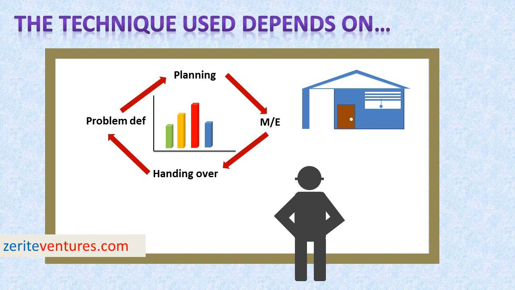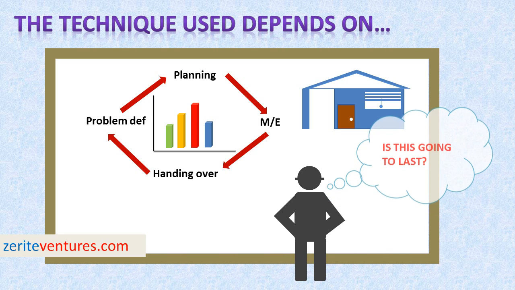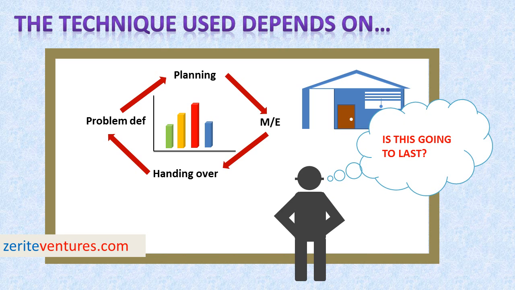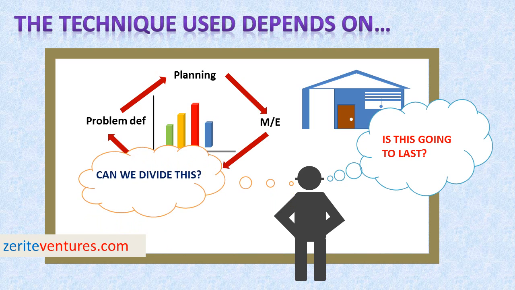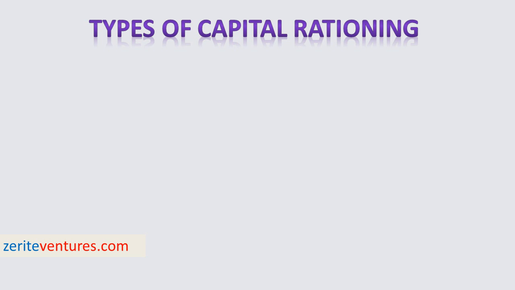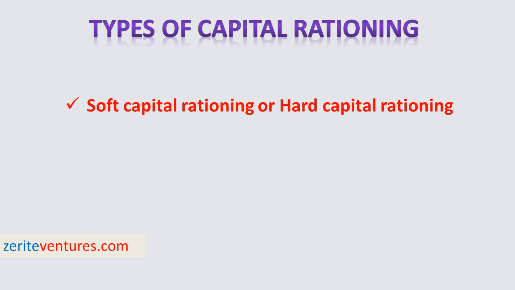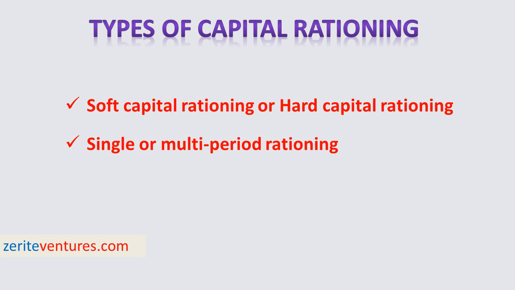The technique used depends on: 1. Whether capital rationing only exists for the current period or whether it will be limited for several periods. 2. Whether the projects being considered can be done in bits. Capital rationing can be classified into 2 broad categories. The first one is soft or hard capital rationing. The second, single or multi-period capital rationing.